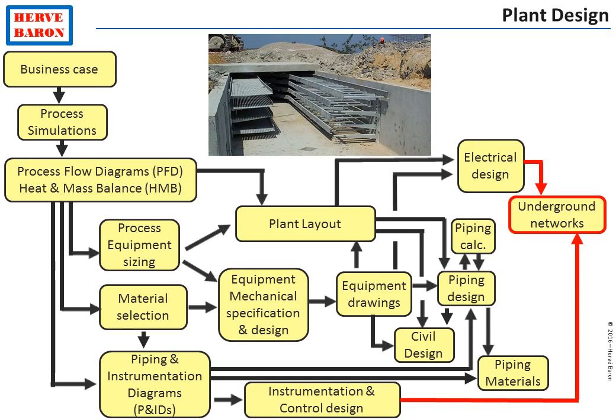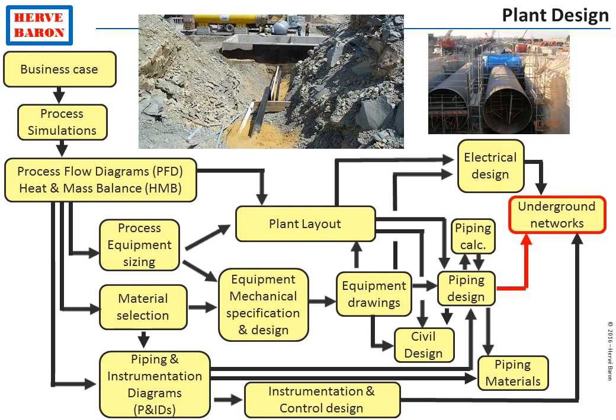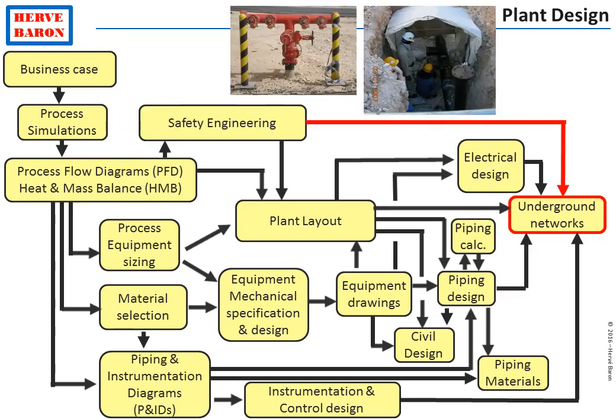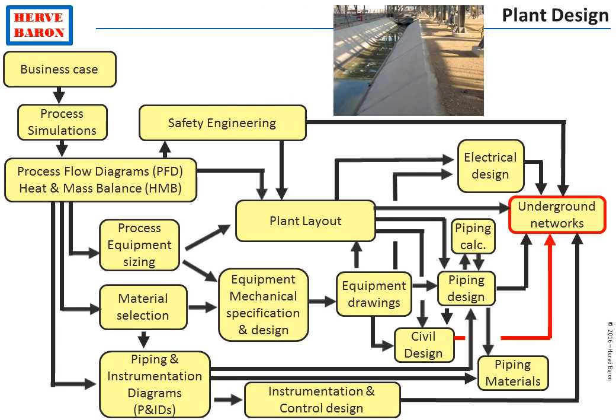The networks include the electrical and instrumentation cables, the underground piping services, such as the drains, the process drains, the pipe support foundations, the fire-water network designed by the safety engineer, as well as the plant rain-water drainage network.